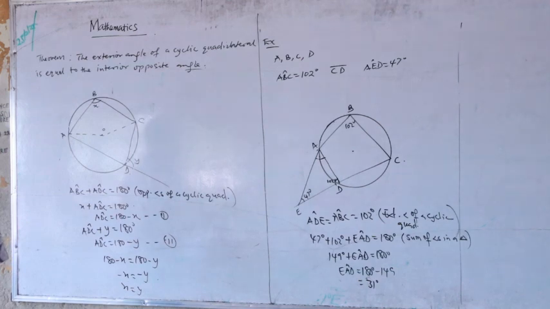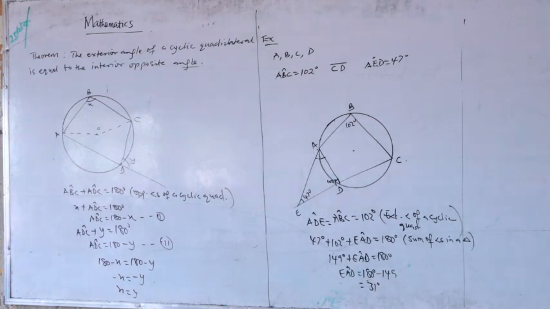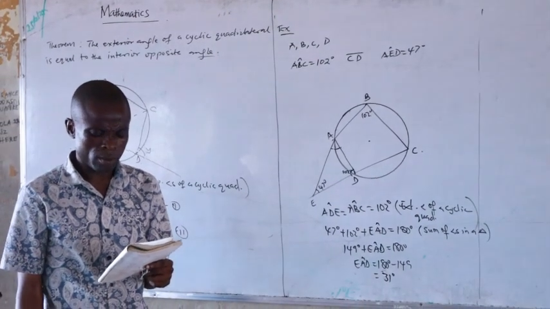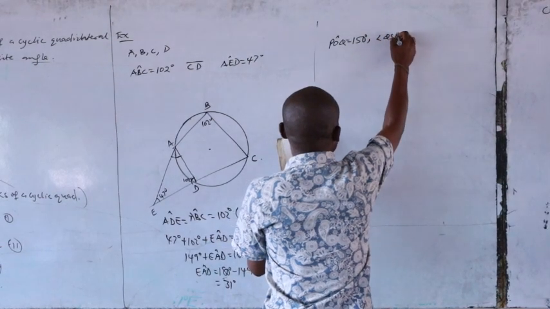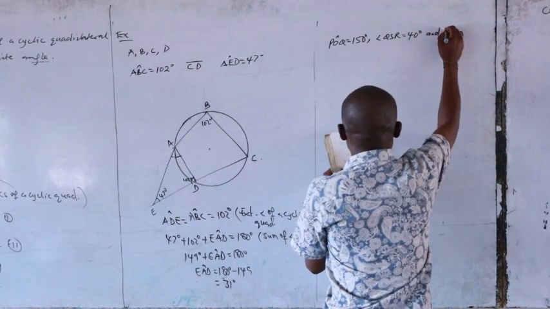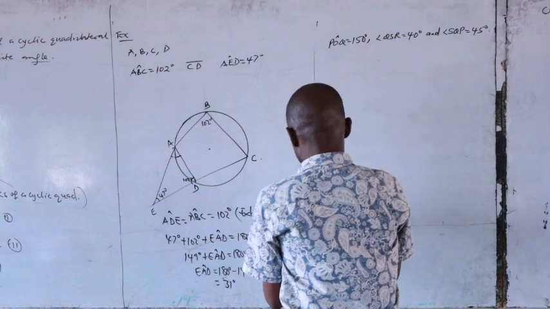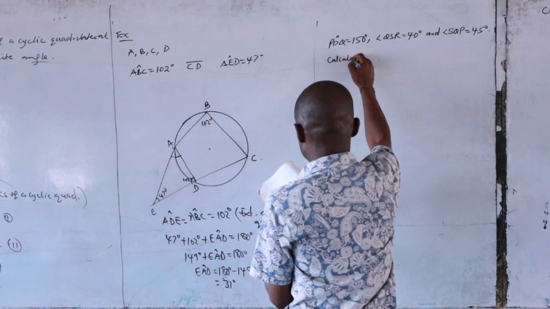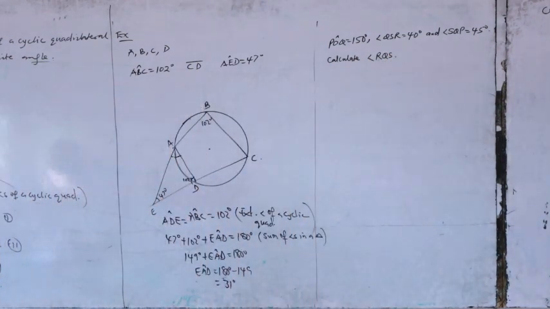PQRS is a circle center O. If angle POQ equals 150 degrees, angle QSR equals 40 degrees, and angle SQP equals 45 degrees, calculate RQS. Now you draw this diagram.